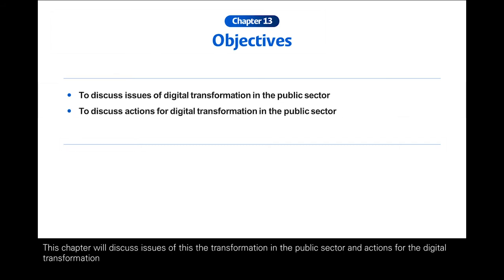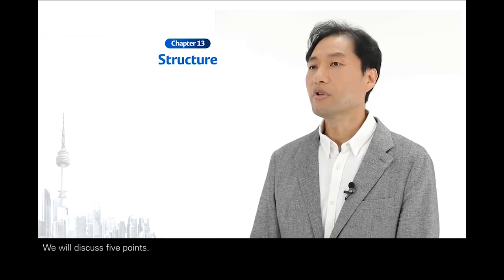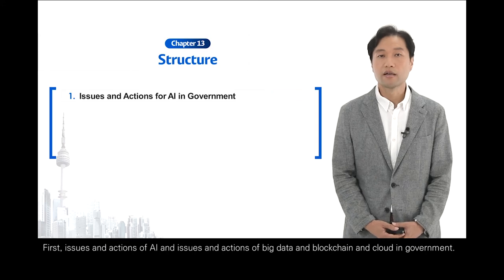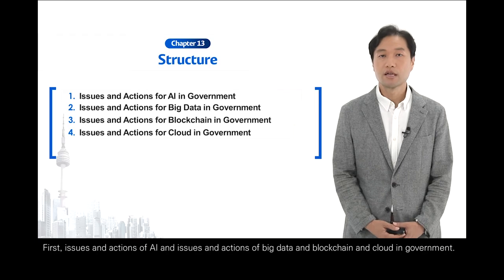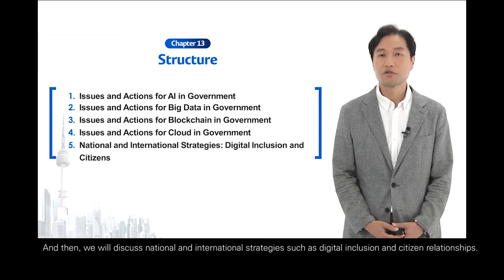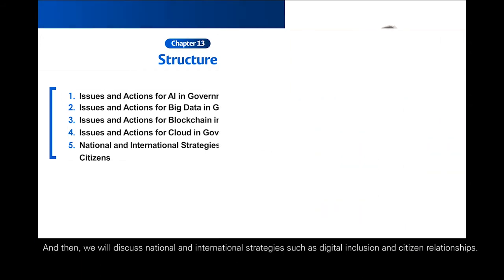This chapter will discuss issues of digital transformation in the public sector and actions for digital transformation in the public sector, and then national and also international strategies of digital transformation. We will discuss 5 points. First, issues and actions of AI, and issues and actions of big data, blockchain, and cloud in the government. And then we will discuss national and international strategies, such as digital inclusion and citizen relationships.